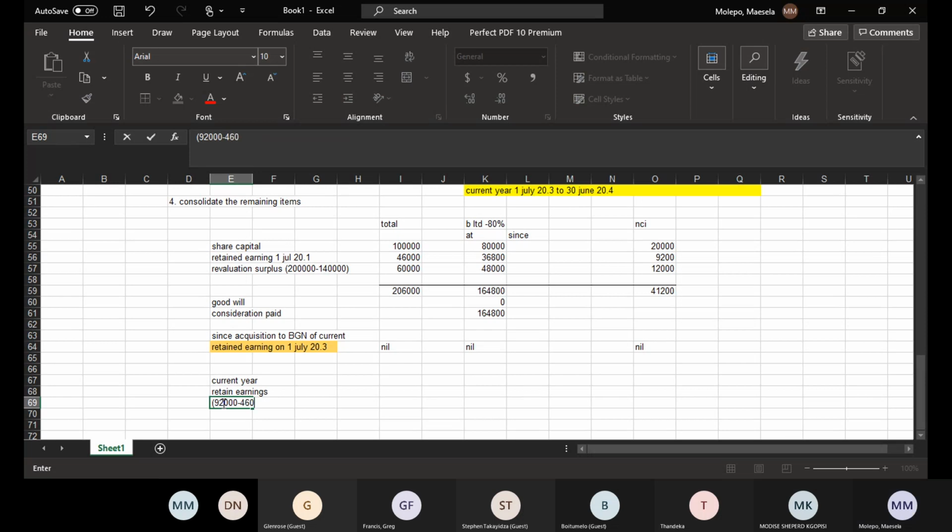Normally this figure in most cases used to sit here, but it only sits here if we were given the balance on the 1st July. Since we were not given the balance on the 1st July, instead we were given the balance on 30 June 2004, that's why we are using the retained earnings here. Then here we have a profit for the current year. So we had our retained earnings, which will be sitting as 46.